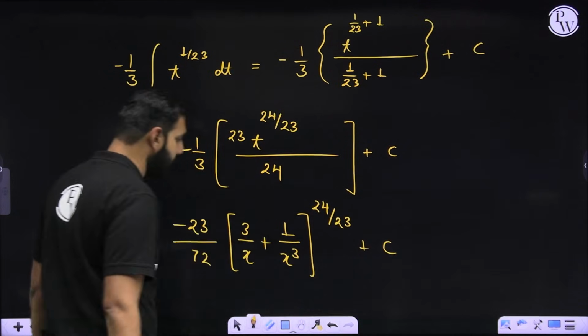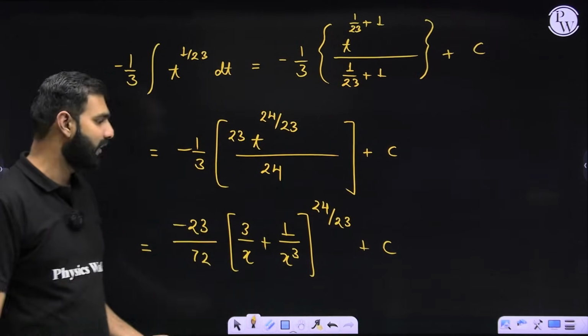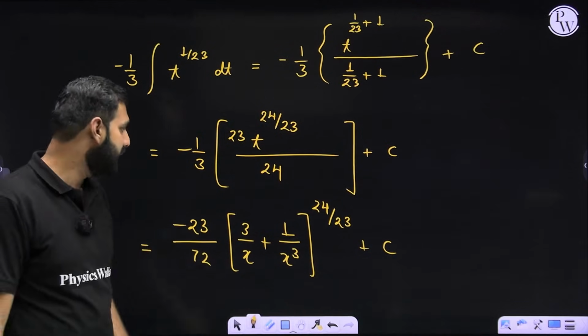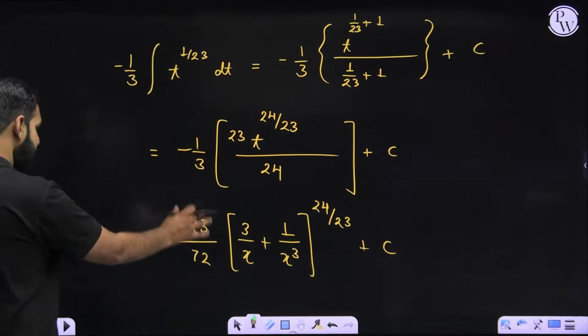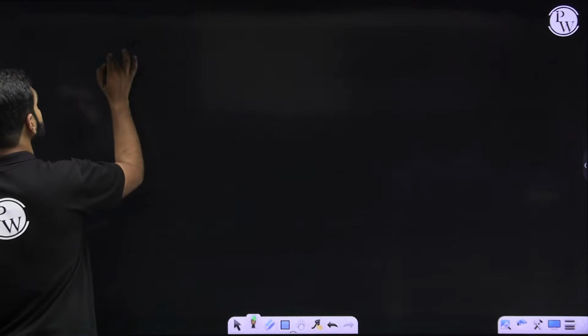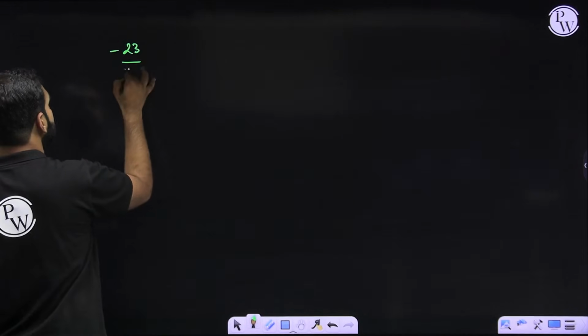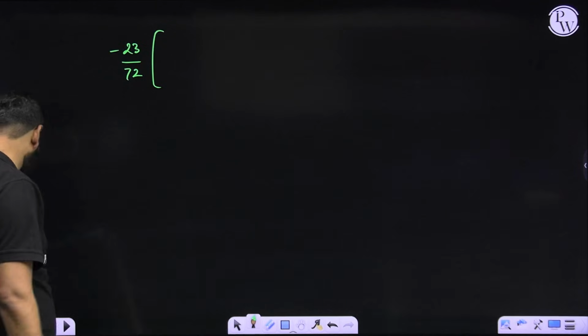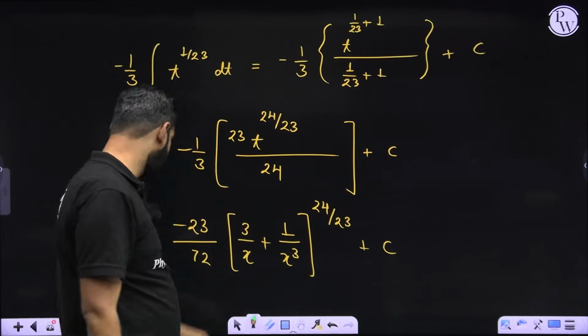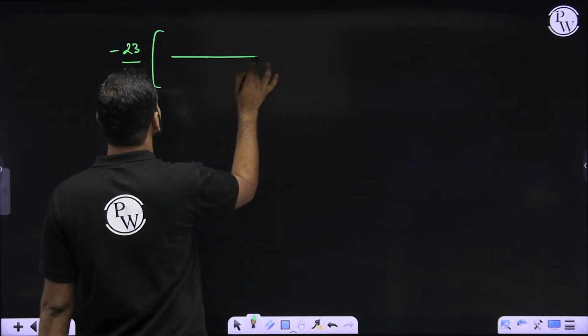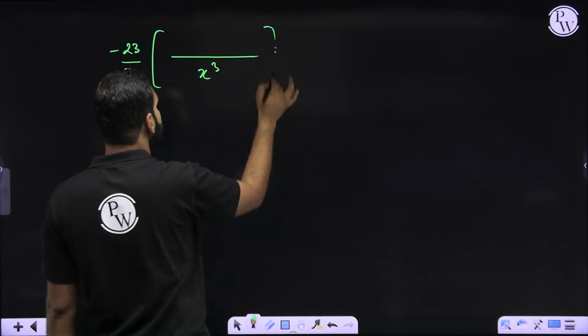Now it's simply a matter of rearranging this data, finding the values, comparing them and getting the answer. I hope most of you must have realized now that it is going to be minus 23 by 72. So this is going to be minus 23 by 72 times... What do I see next? Here, if I take the LCM, it is going to be x cube. All right, so the LCM is going to be x cube, and from here I'll simply write the numerator as well.